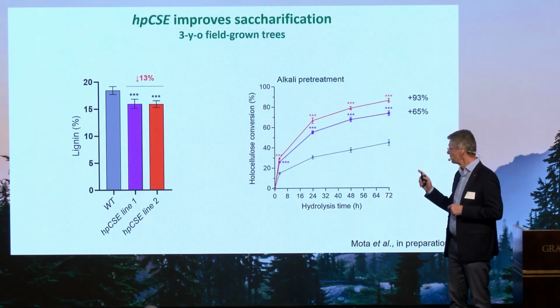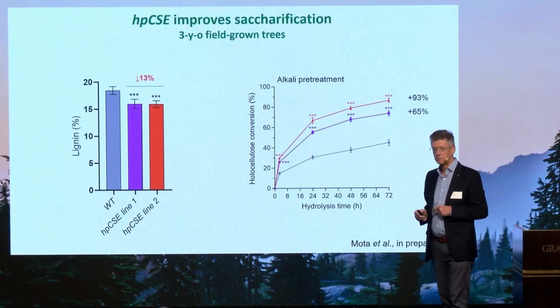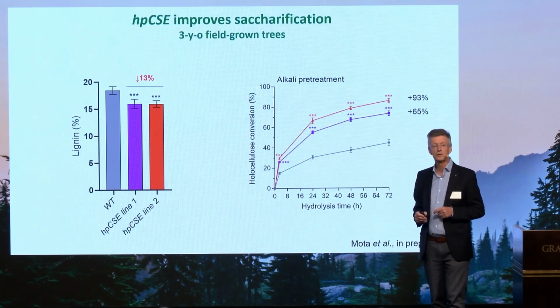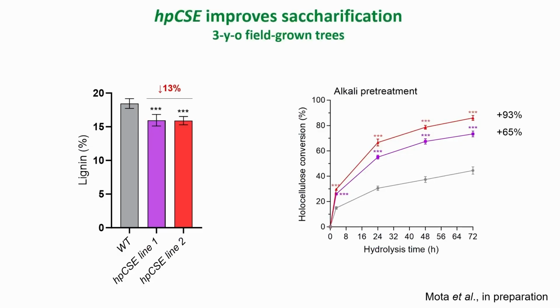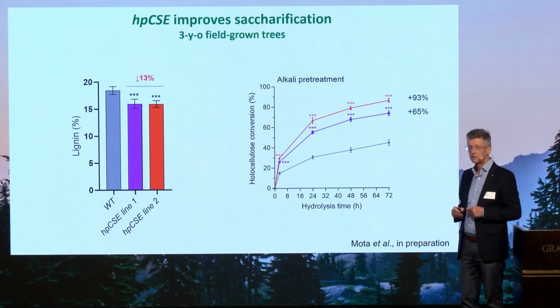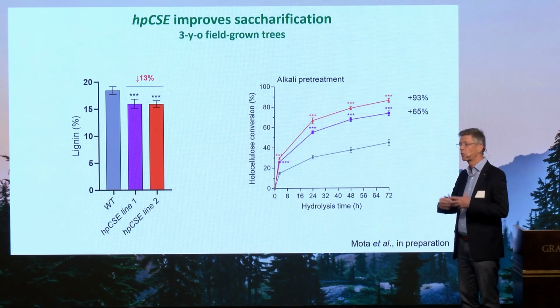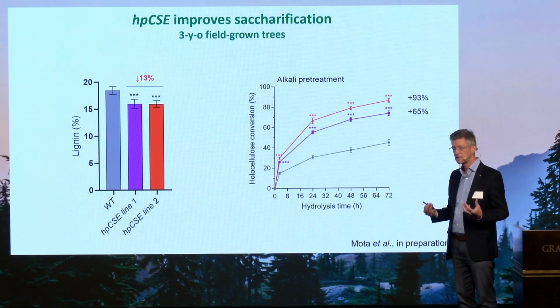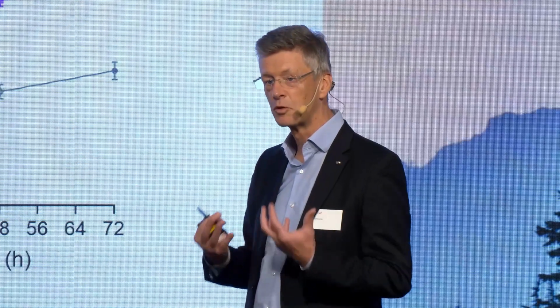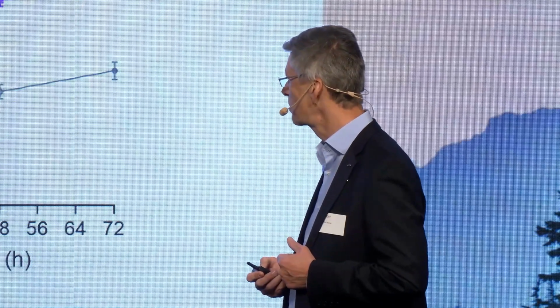And lignin measurements told us that there was a reduction in lignin content by 13%. It's less reduced as compared to the greenhouse, but that's something we always see. And that translated to a 90% increase in saccharification efficiency. So it means that upon an alkaline pretreatment, the biomass is more easily saccharified because there is less lignin, and cellulose microfibrils are more accessible to the enzymes.